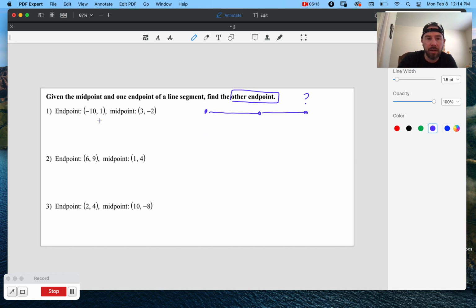That's where this one's different. Okay, so I'm going to write this one endpoint as (-10, 1). The midpoint is (3, -2). And they want us to find this other endpoint over here. So you need to use this pattern, right? We're going from this x to this x.